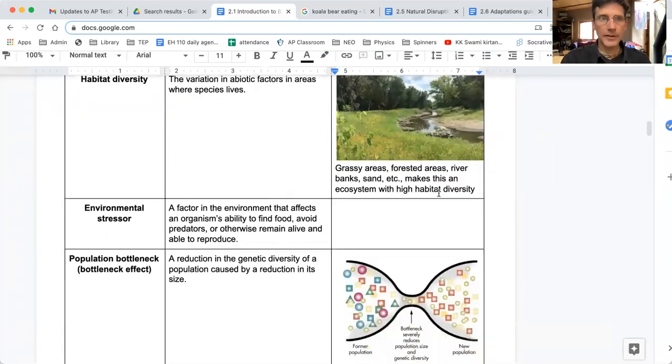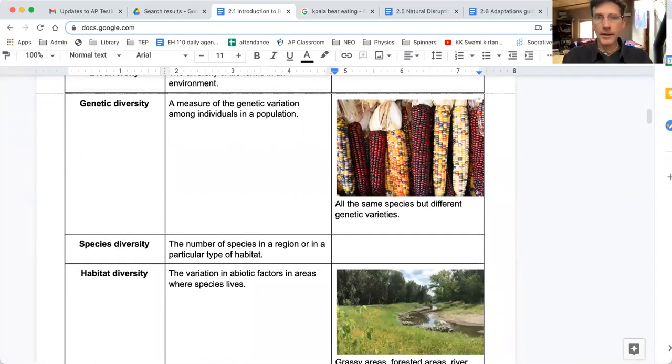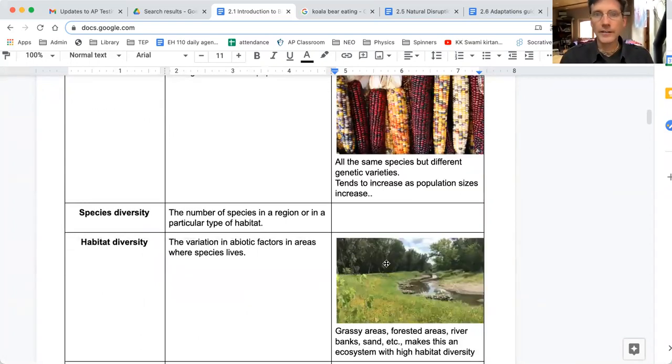Okay, now I'll say one more thing about genetic diversity. Generally, this tends to increase as the population size gets bigger. So we can add that as well. Tends to increase as population sizes increase. Meaning the more organisms or individuals you have in that population, the greater the variation you're going to see in the individual traits of those organisms.